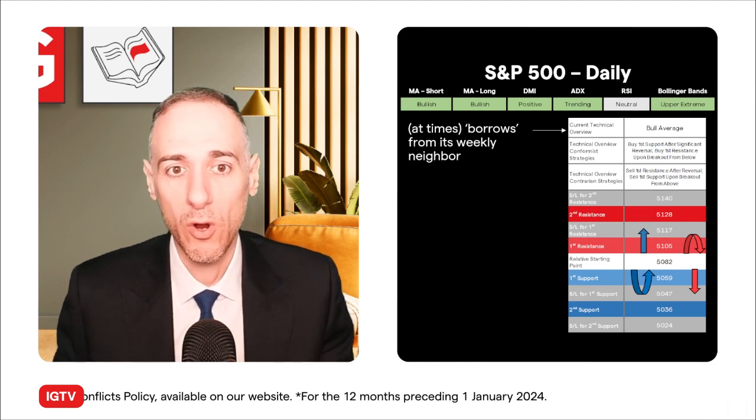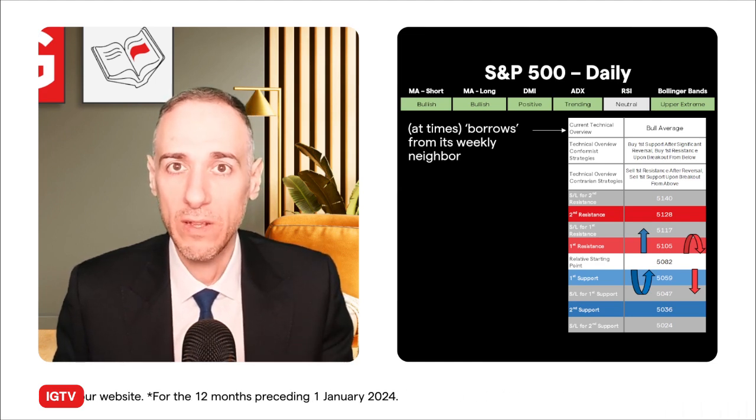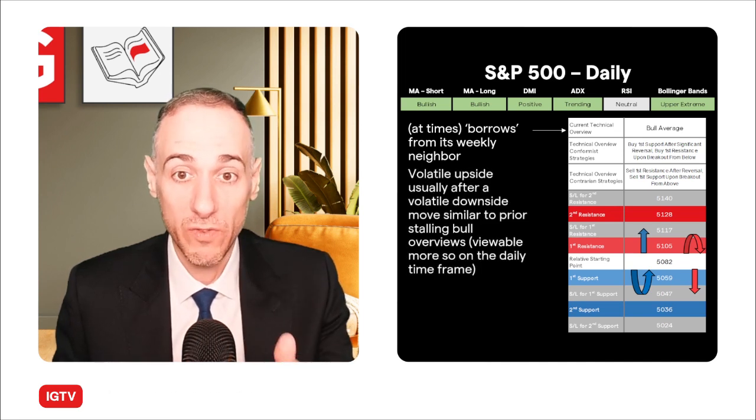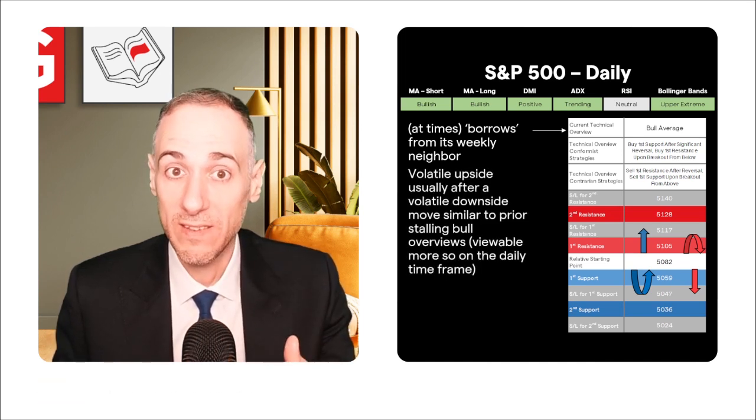And that's the reason why we've got the weekly market report releasing on Monday and the daily market report Tuesday through Thursday. Now, the strategies are the same in terms of the conformist and contrarian camp because of the fact that it's the same overview.